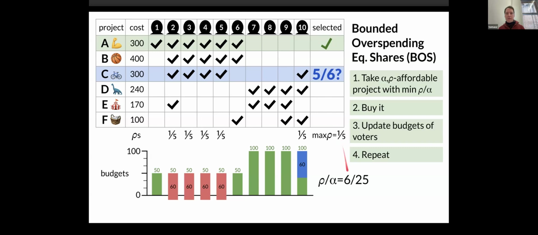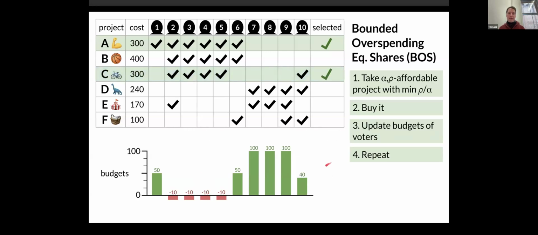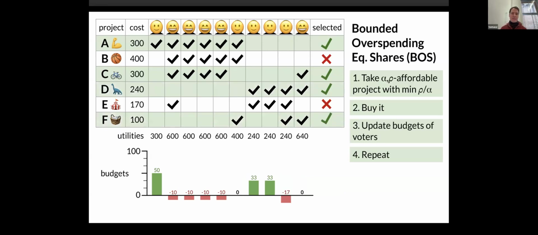So we divide 1/5 by 5/6, and we get 6/25, which is better than 1/3, and which is better than 8/25. And actually, it's better also than what we would get for projects D, E, and F. So BOSS selects project C and updates the budget. Some of the voters now go below 0, and we treat them as if they have 0 money from now. So they will not have a say in what will come next in the algorithm. And we proceed this way, and what we'll end up having is projects A, C, D, and F.